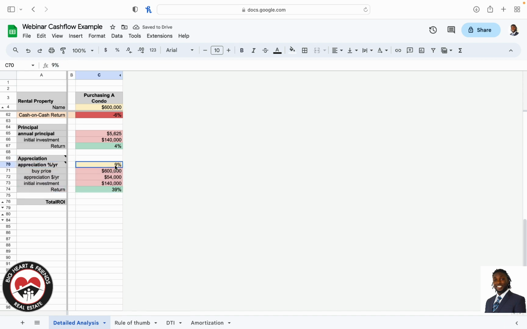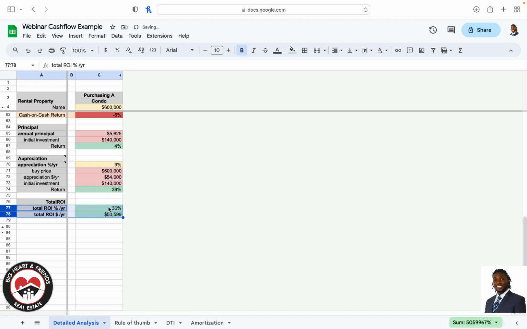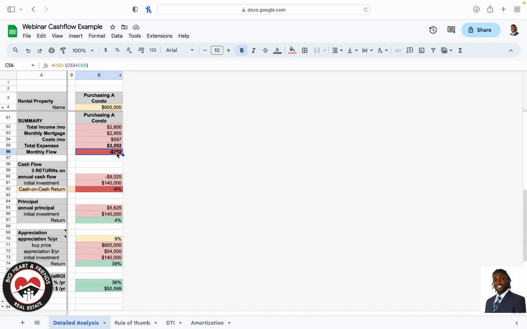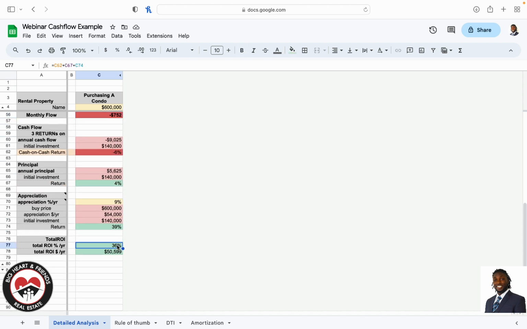Appreciation, we said it's 9% appreciation because remember, if you go to the previous chart, there was a 45% increase over 5 years. Divide that by 5, you get 9% per year. So there's actually going to be a 39% return on investment in terms of your appreciation of your property each year. Okay? So your total return on investment actually equals 36%, $50,599. So even with a negative 6% cash on cash and even with a negative monthly flow, you're still in a situation where your total investment return is 36%.